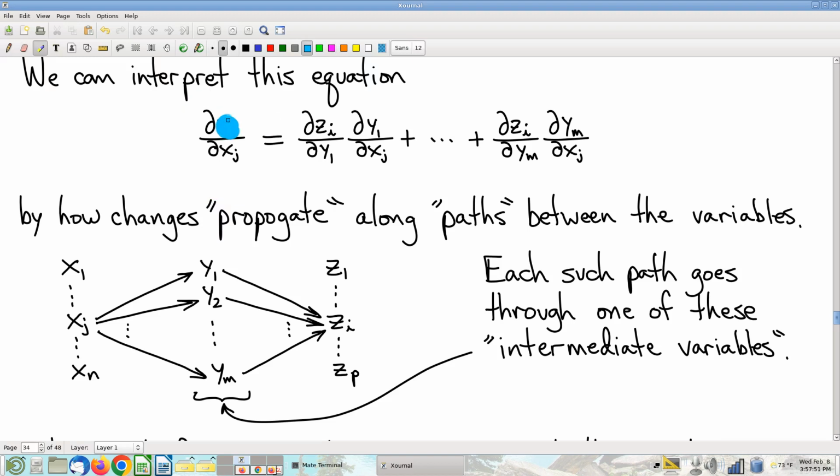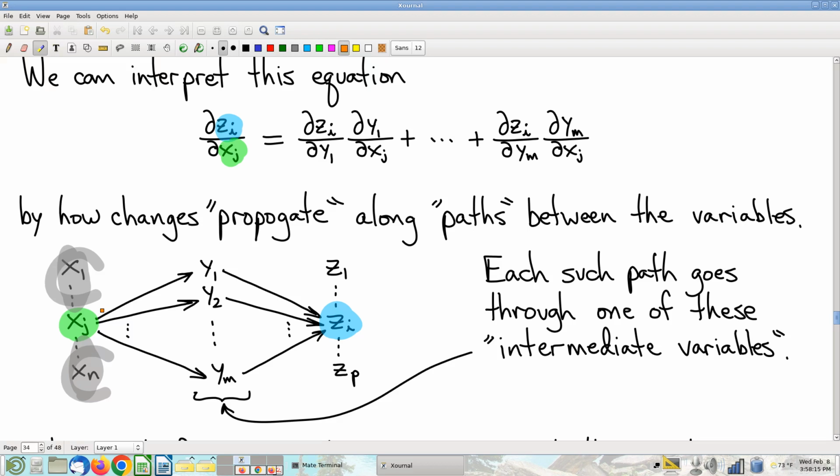Taking the partial derivative of zi. There's zi. We're taking its partial with respect to xj. Here's xj. Partial derivative means I'm holding all these other variables over here constant. Right, so all of those are constants. What happens when I change xj a little bit?